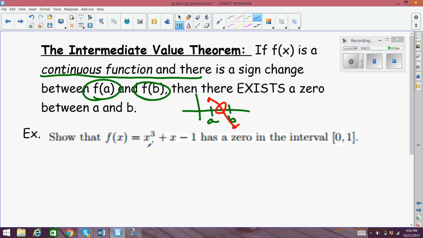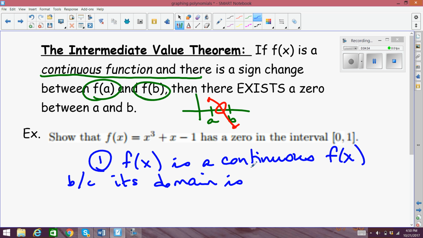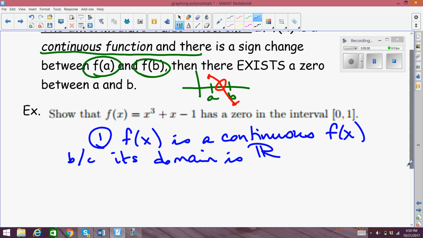Show that f of x equals x cubed plus x minus 1 has a 0 in the interval 0 to 1. The first thing I need to say is f of x is a continuous function because its domain is all real numbers. Okay, all polynomials are continuous.